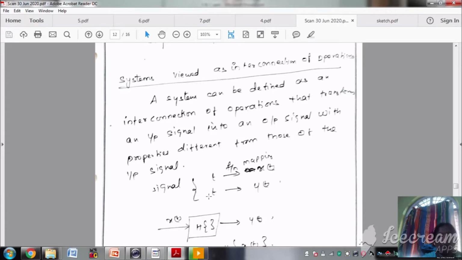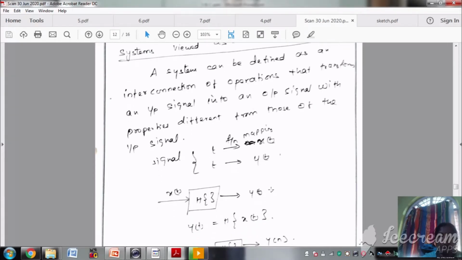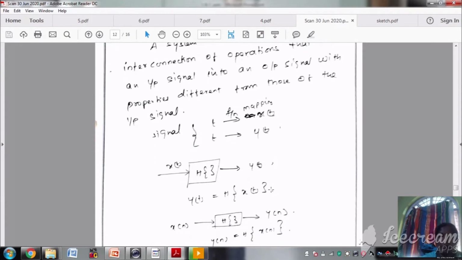For example, for the signal, the function mapping is x of t. Same thing, the function mapping is y of t. If the input is given to your system, then you will get the output, where H is your operator. The system will do some operation on the input and you will get the output, so H of x of t. This is for the continuous case.